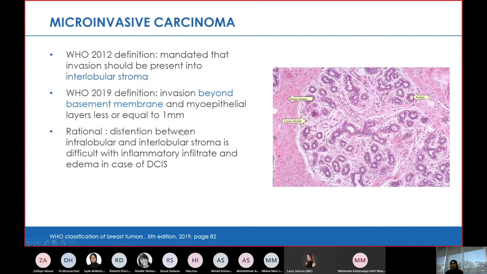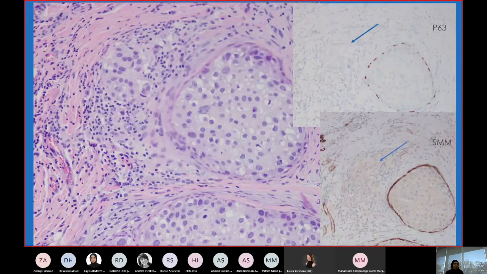This is one of my recent cases. This is a duct with high-grade DCIS, and then you can see this cluster beside it. It looks to me like microinvasion, but I applied a panel of 2 myoepithelial markers, P63 and smooth muscle myosin, and in both you can see it's nicely lining the DCIS while it's negative around the microinvasive area.